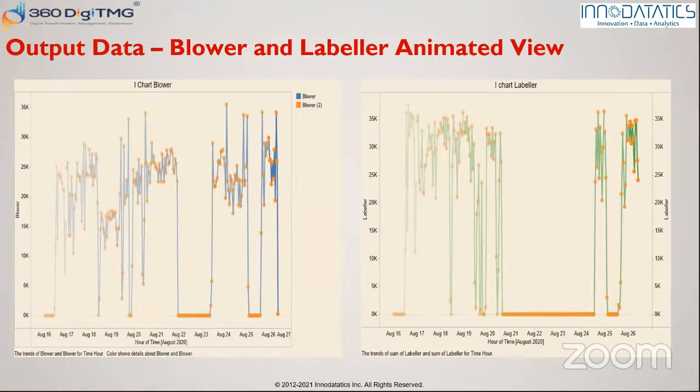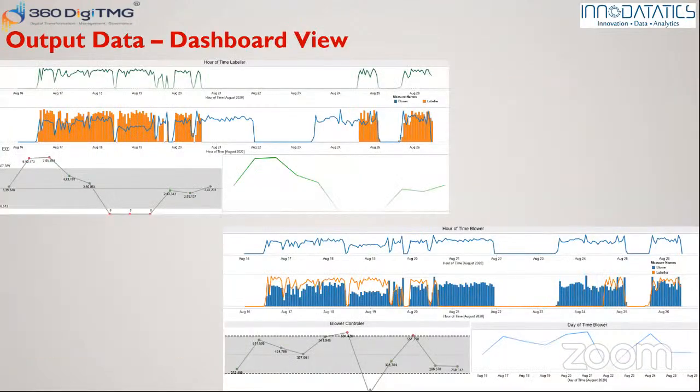Like we have a unified view for the input data, the same way we have created a dashboard where you can have a unified view of all the charts for the blower and labeler stages. In a live environment, whenever data is uploaded to the cloud, you can connect this to Tableau and see the live performance. You can track and quickly identify if there is any problem with these control charts by having this overall dashboard view.